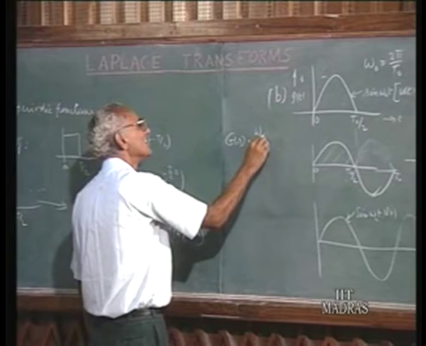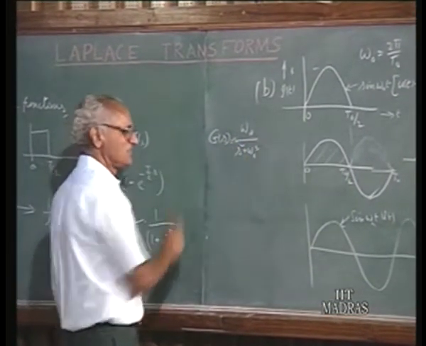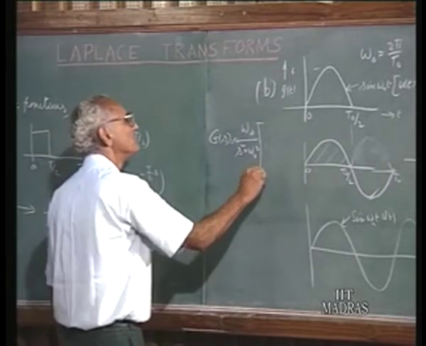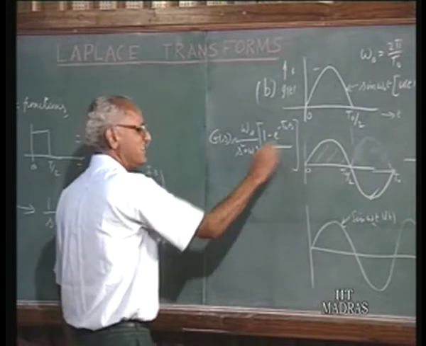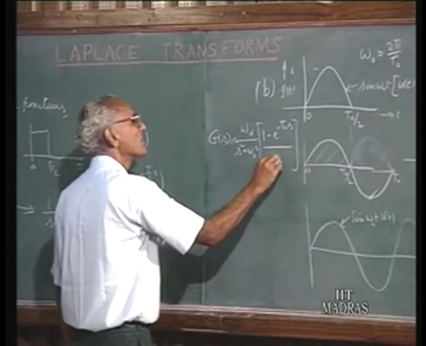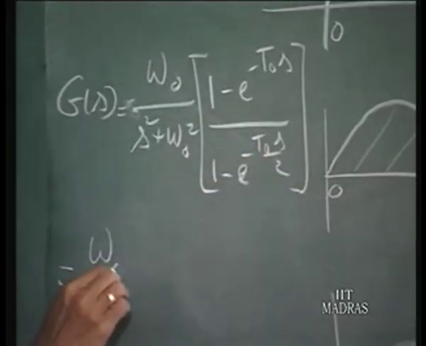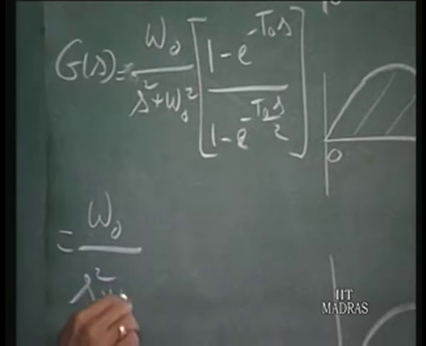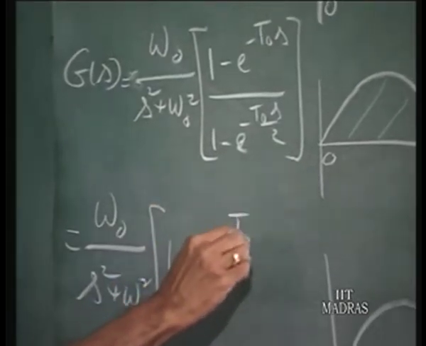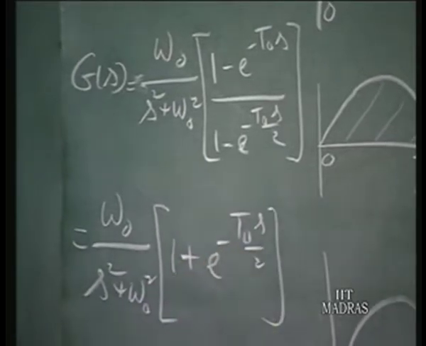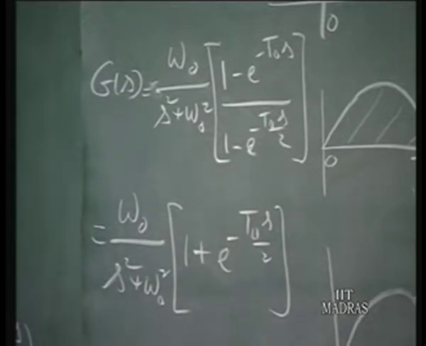Therefore, equating these two, we get the result that G of s equals omega naught over s squared plus omega naught squared multiplied by 1 minus e to the power of minus t naught s, divided by 1 minus e to the power of minus t naught s upon 2, which is simply omega naught over s squared plus omega naught squared into 1 plus e to the power of minus t naught s upon 2, a result which we have already derived in the last lecture or so using a different property.